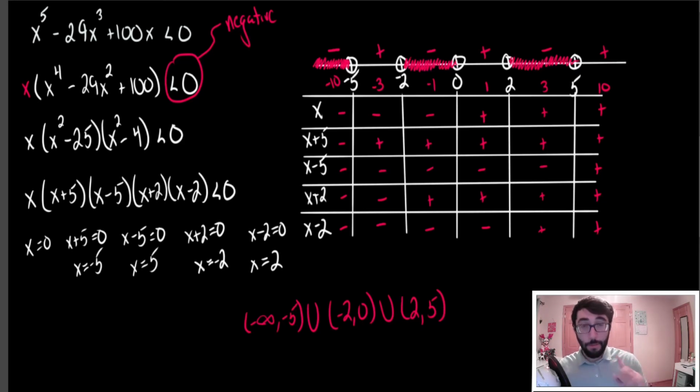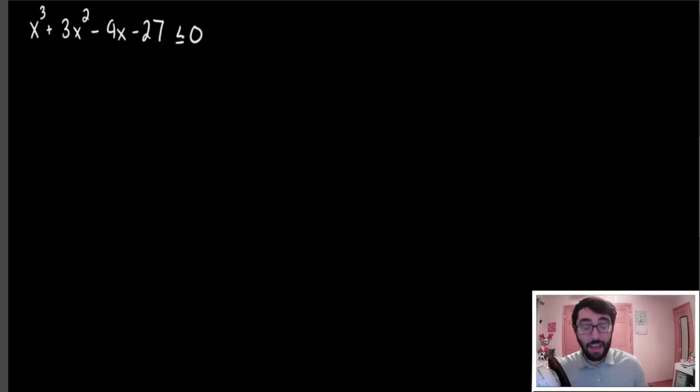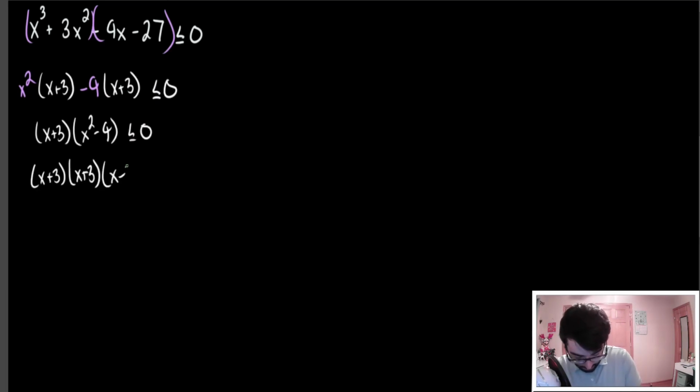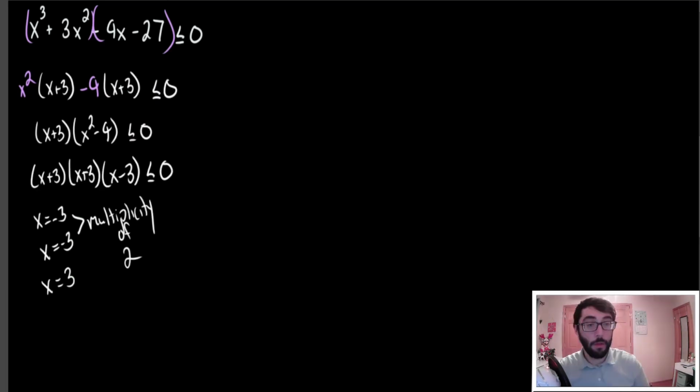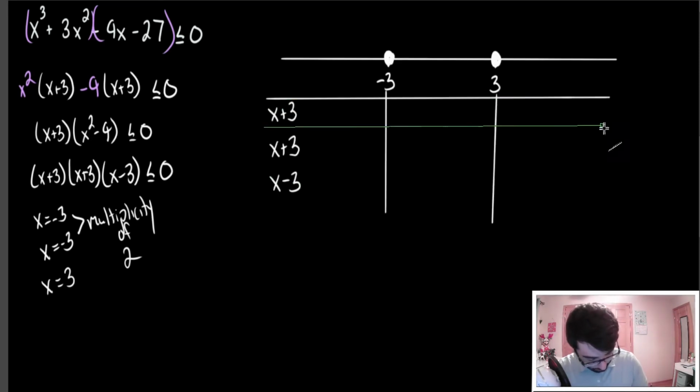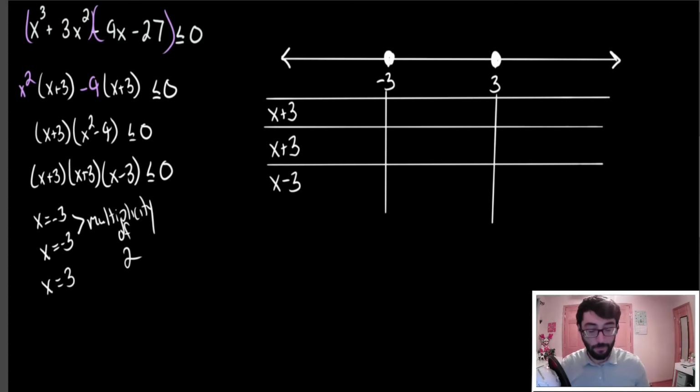Let's take a look at one more, and spoiler alert, there's going to be multiplicity, so it's going to look a little bit different. All right, so let's take a look at this last problem. Everything's on one side of the inequality, zeros on the other side, so I'm going to jump right in and start factoring.